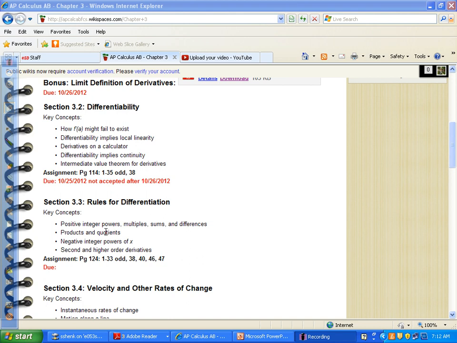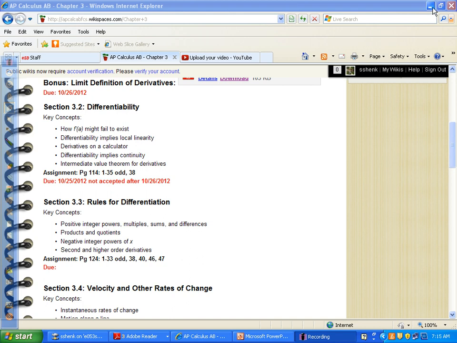What's our quotient rule? If we're going to take a function u and divide it by a function v, what is the quotient rule equal to? vu prime minus uv prime all over v squared. Okay, so again, u represents your numerator, whatever your numerator function is, and v represents your denominator, whatever your denominator function is. With the product, it really doesn't make a difference.